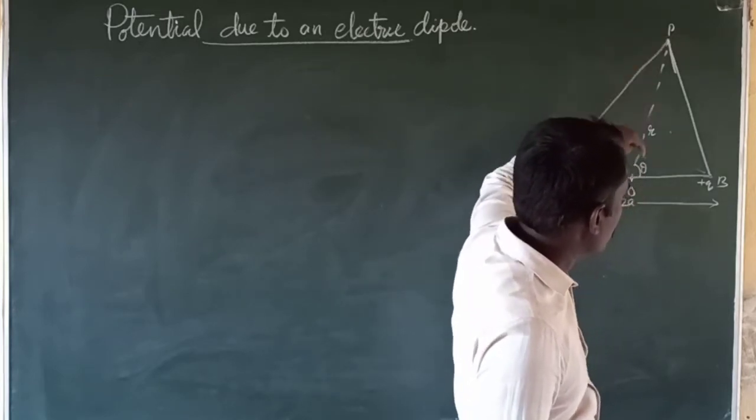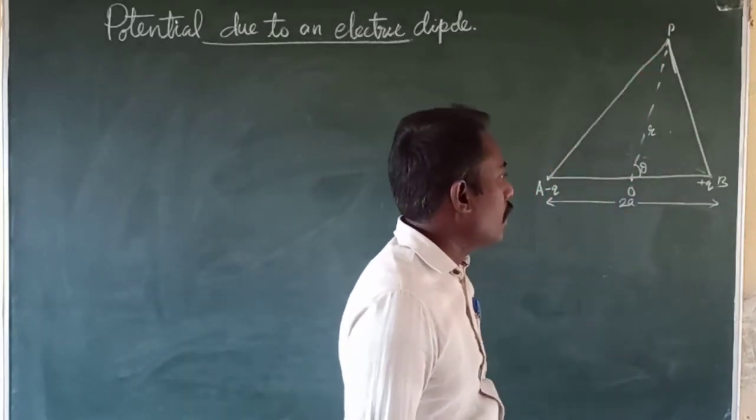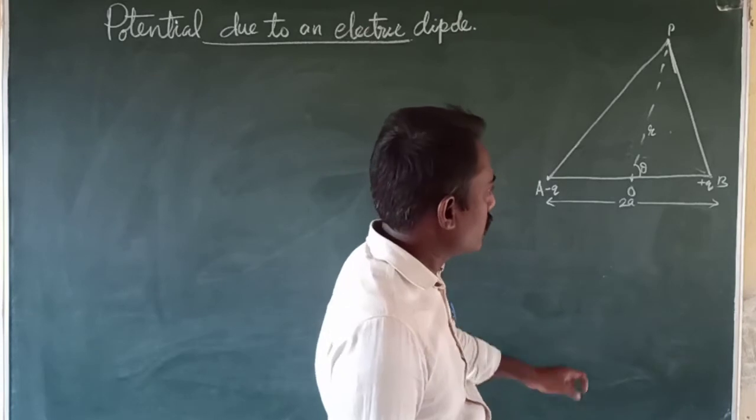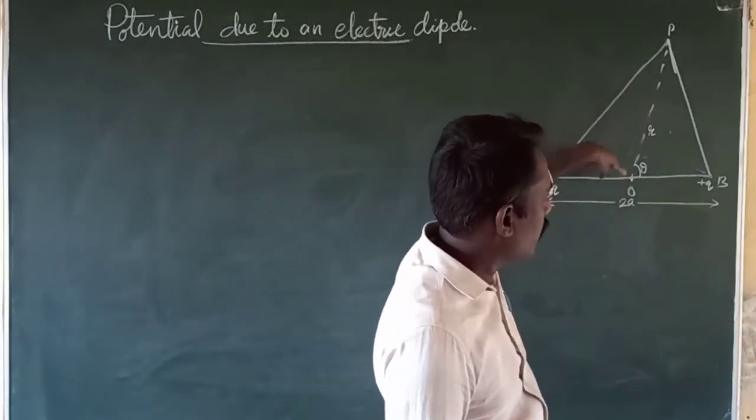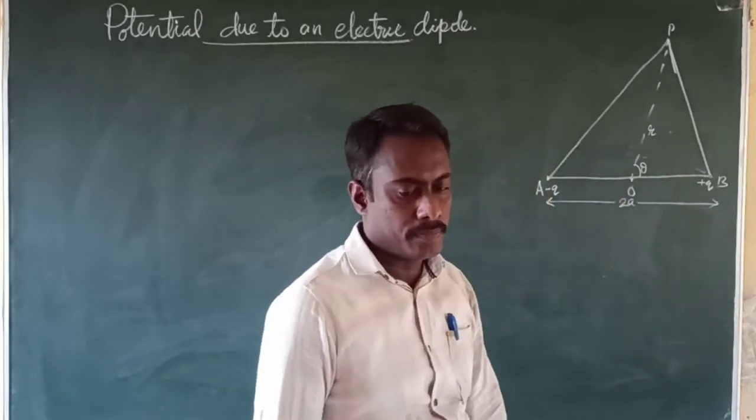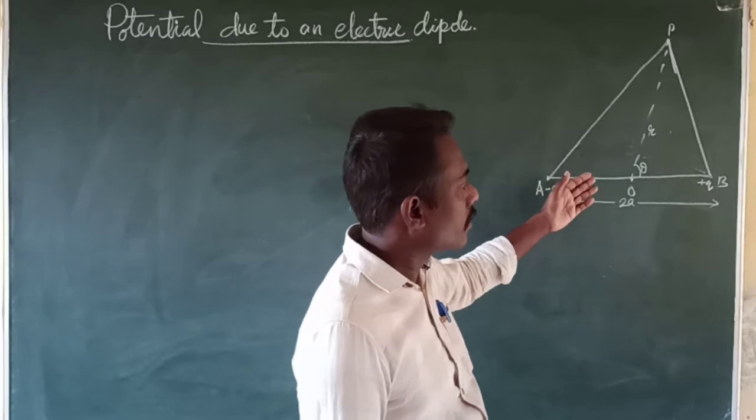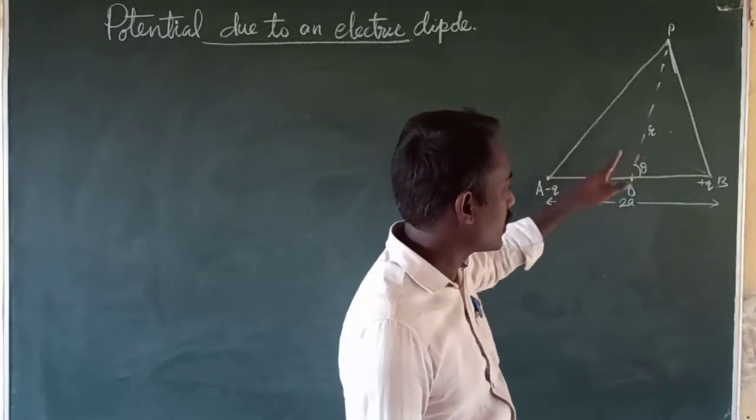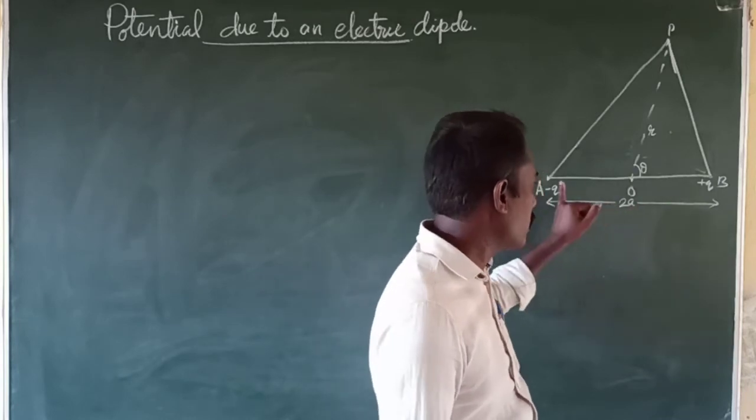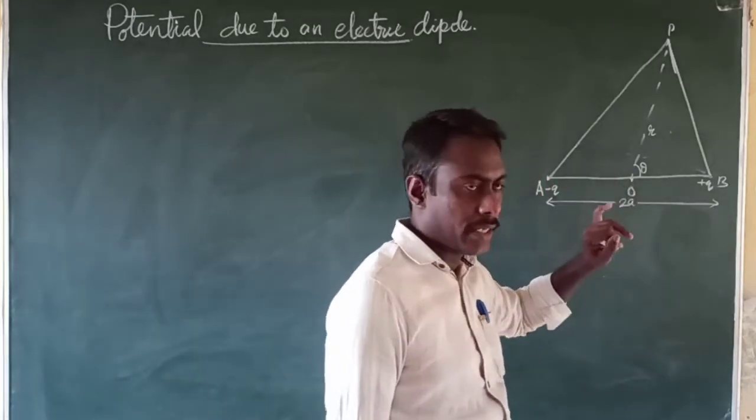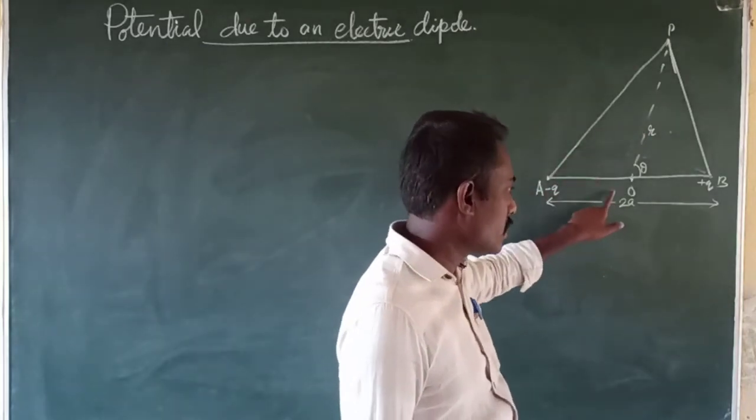Consider the midpoint O of this AB and consider another point P situated at a distance r from the midpoint O, and the angle POB is theta. Now consider that the distance r is much greater than the distance a. If this is 2a, then from A to O will be a. So consider that the distance r is much greater than a.